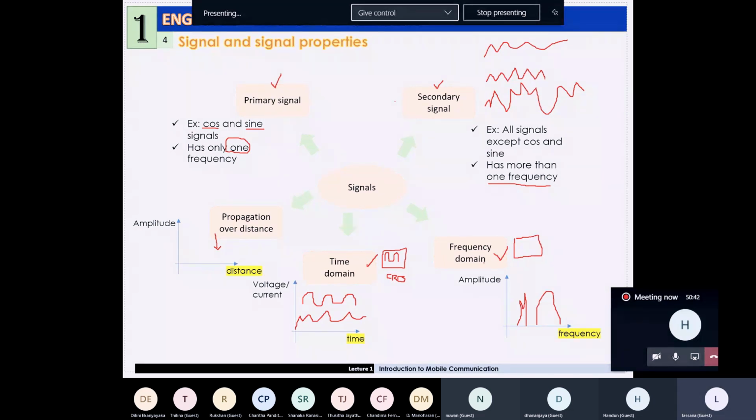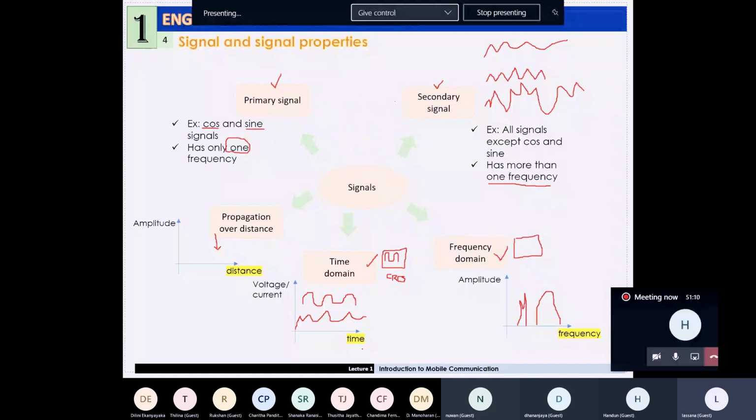A signal can be seen or drawn against time, meaning the x-axis is time. Such drawings are called time domain drawings. And in the same way, a signal can be drawn against frequency as well, the frequency domain. For example, here your x-axis will be frequency.